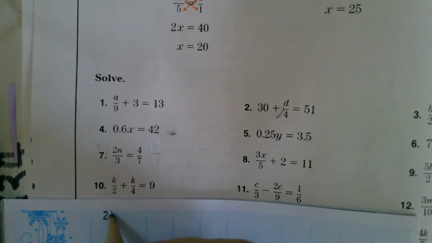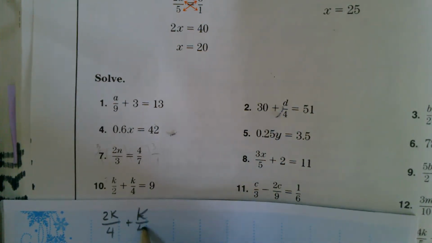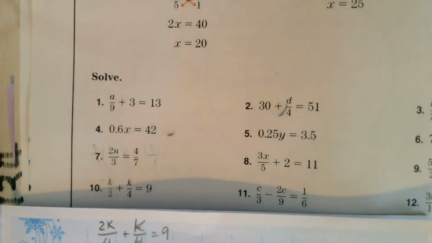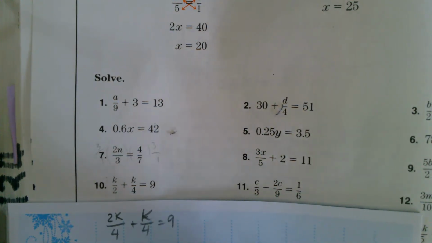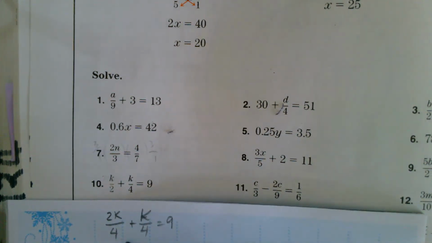So times this by 2. First that means it would have to be 2K over 4. If you write it 2K over 4 plus K over 4 is equal to 9. So wouldn't that just be 3K if we combined it? 3K over 4. 3K over 4 is equal to 9. And now we can cross multiply. Whoa, what did you call it? Oh, reciprocal. You can multiply by the reciprocal, yep.